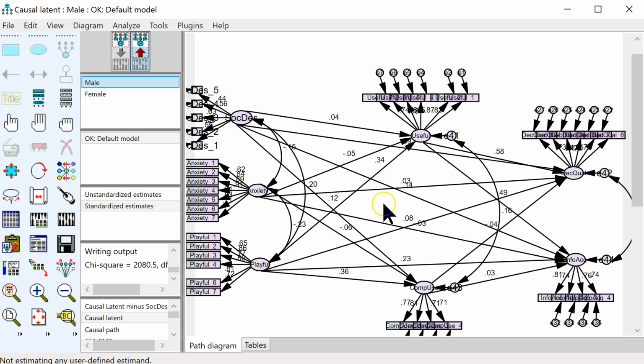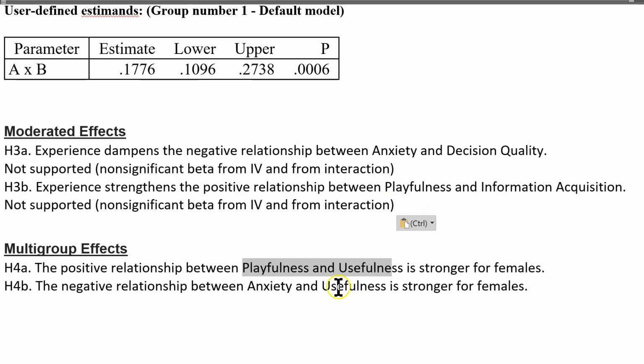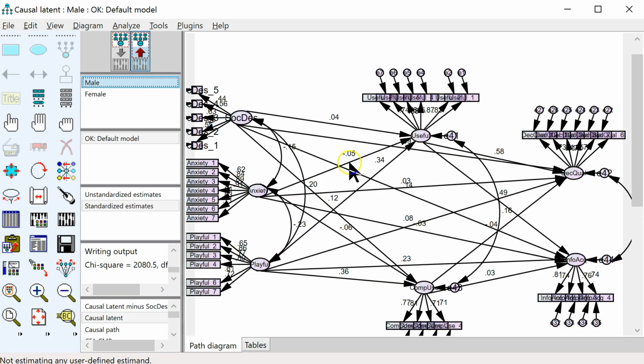Darn. Now let's look at anxiety to usefulness. Anxiety to usefulness, stronger for females. It is a negative relationship. For males, it's 0.05, and for females, it's -0.05. So we're wrong again. Now, we could actually test this by doing this.